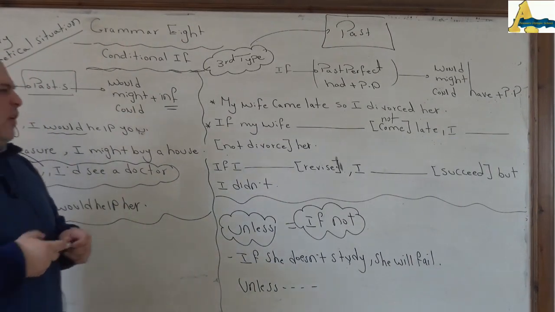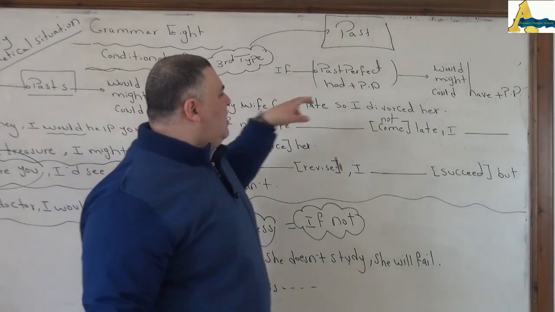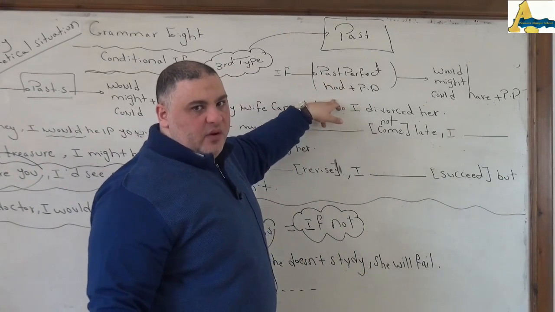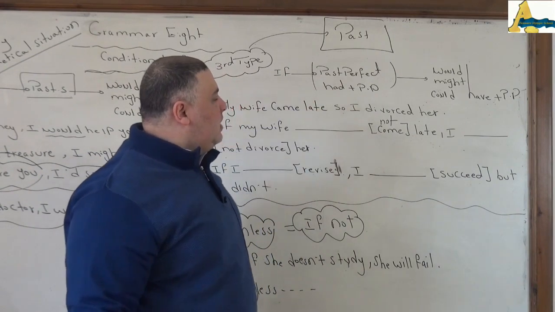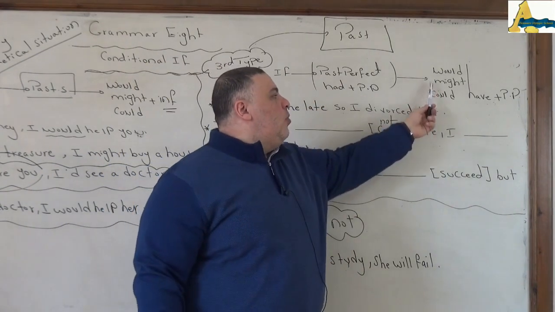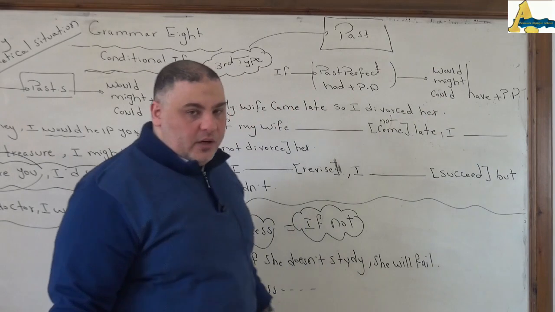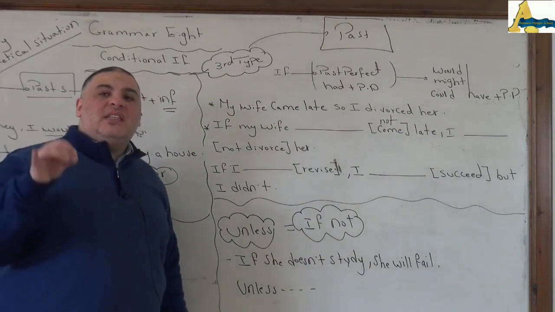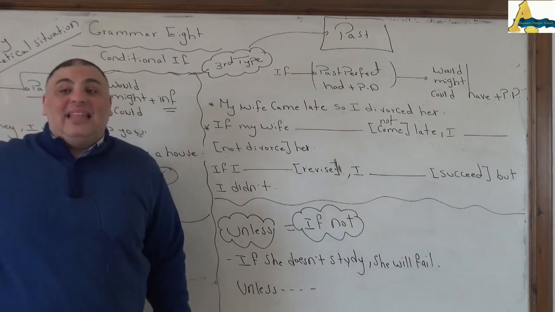The formation of the third type is a little bit longer than the zero and first and second. If is followed by the past perfect. You remember that the past perfect is had plus the past participle. On the other side, would or might or could have plus the past participle. When should I use it exactly? I use it to express something which is opposite to what had happened.